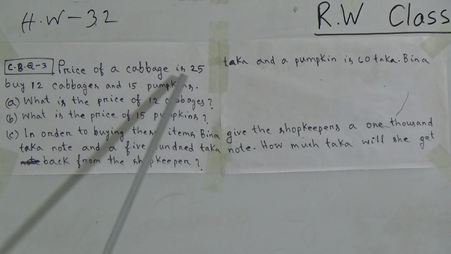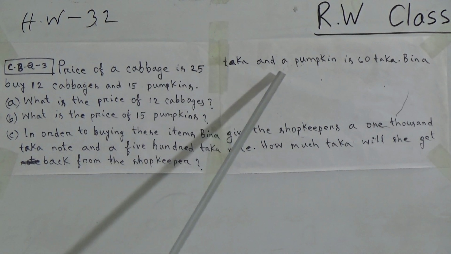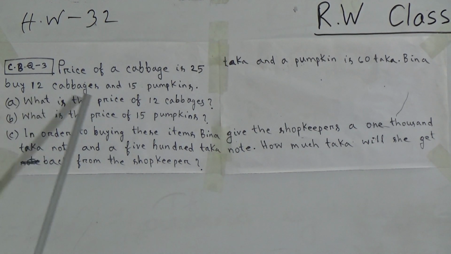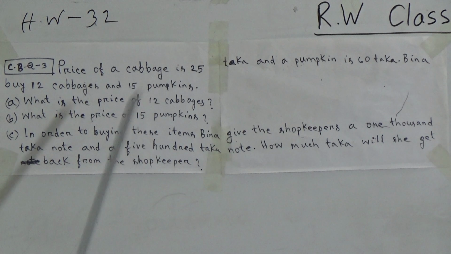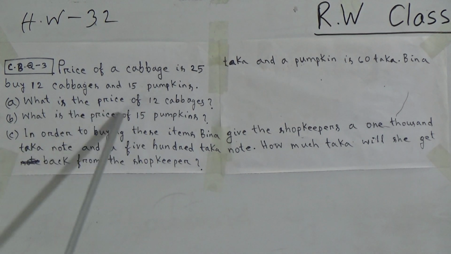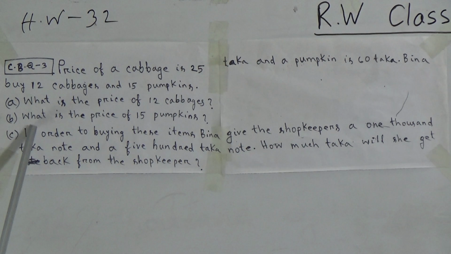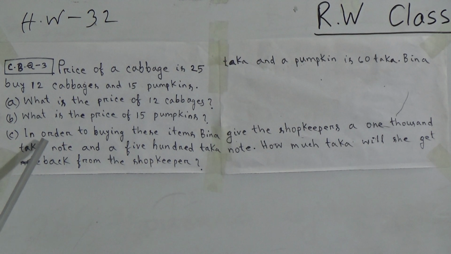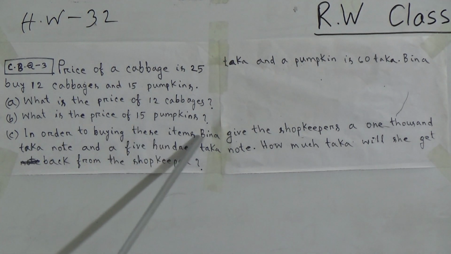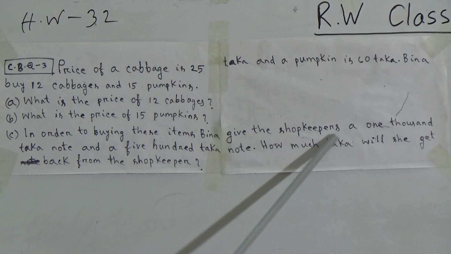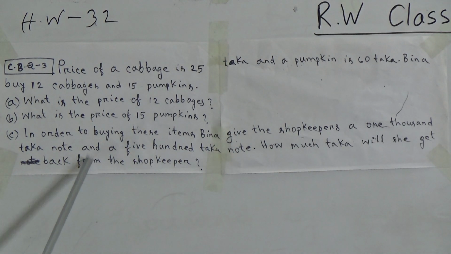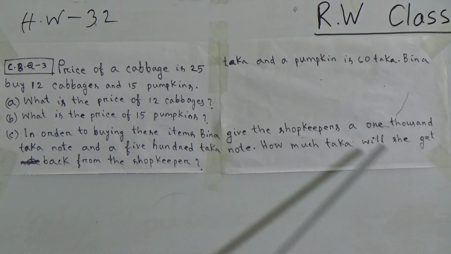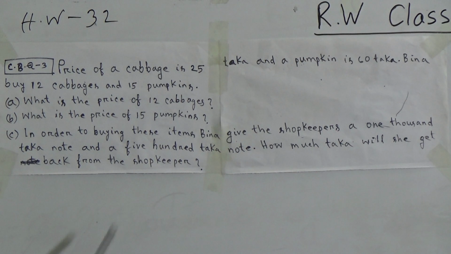Price of a cabbage is 25 taka and a pumpkin is 60 taka. Bina buys 12 cabbages and 15 pumpkins. A number question, what is the price of 12 cabbages? B number question, what is the price of 15 pumpkins? And C number question, in order to buy these items, Bina gives the shopkeeper a 1000 taka note and a 500 taka note. How much taka will she get back from the shopkeeper?